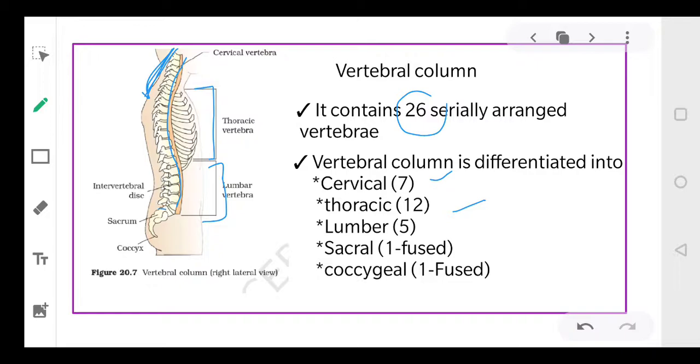Then one is your sacral and one is coccygeal, that is coccyx. So 1 sacral, 1 coccygeal, 5 lumbar, 12 thoracic and 7 cervical vertebrae. So in total there are 26 vertebrae which are present. Okay dear students, your vertebral column protects your spinal cord. ये जो आपका vertebral column है ये आपकी spinal cord को protect करता है, and it supports your head, and it also serves as an attachment for the ribs and muscles on the back.